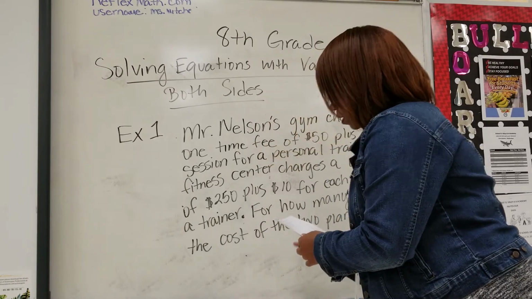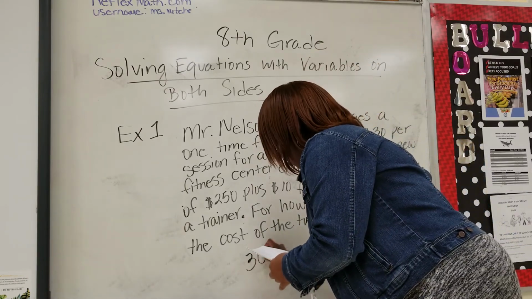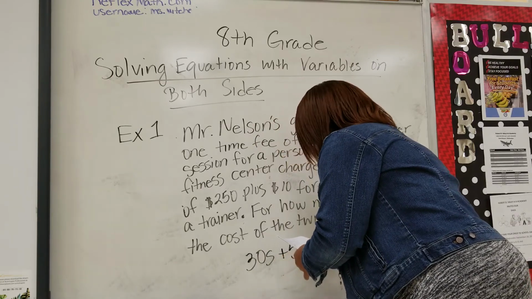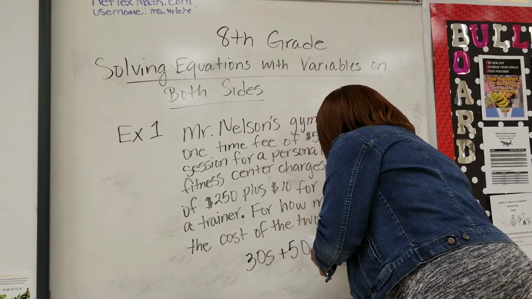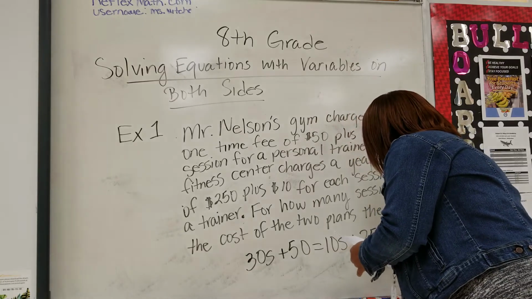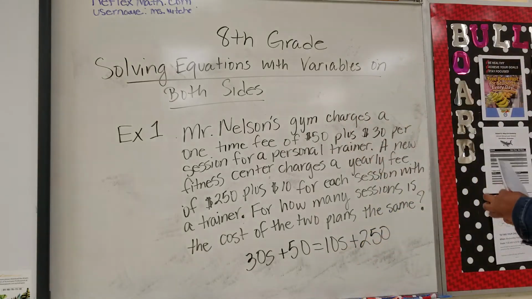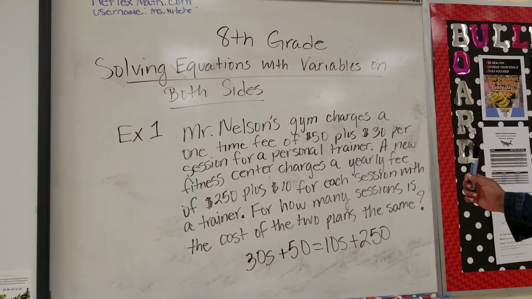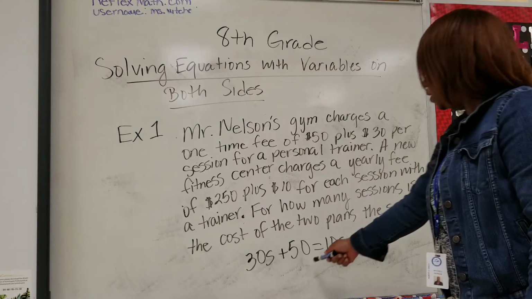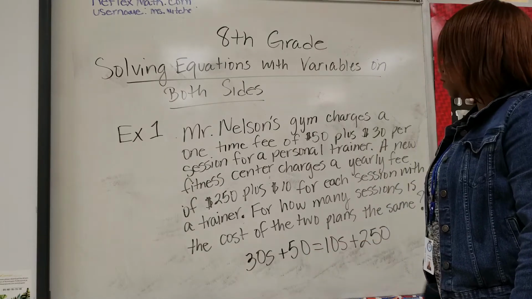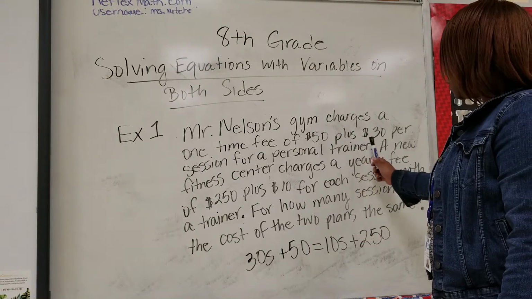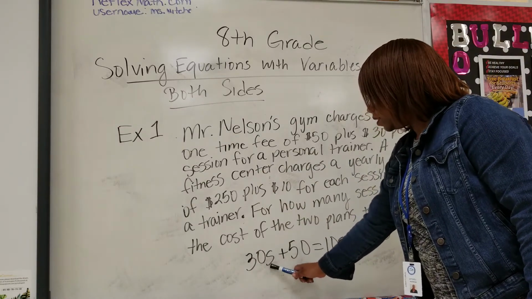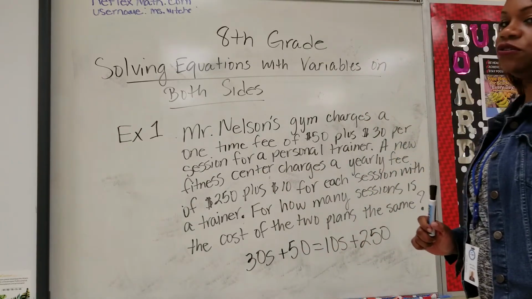So it'll be 30s plus 50 equals 10s plus 250. And how do we know that? Mr. Nelson's gym charges a one-time fee of $50. Here's our one-time fee of $50 plus $30 per session, $30 times the number of sessions, and we're going to use S.